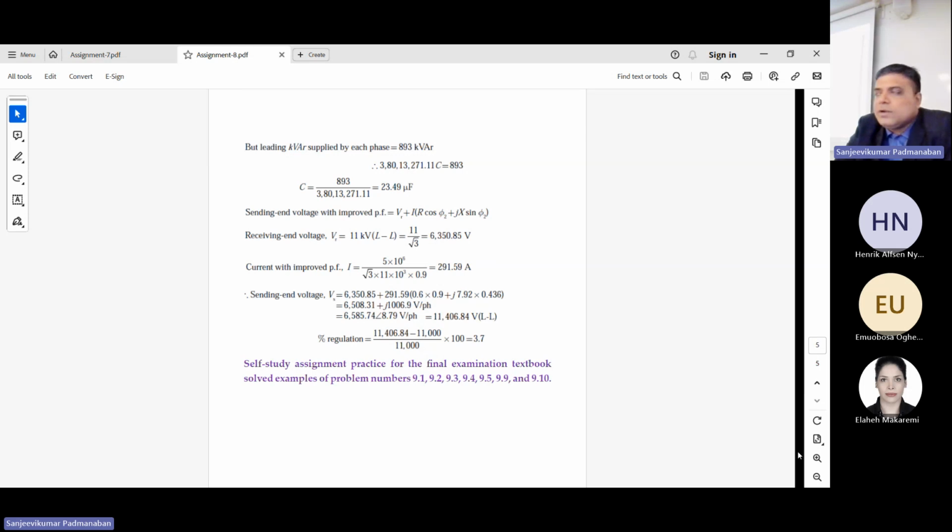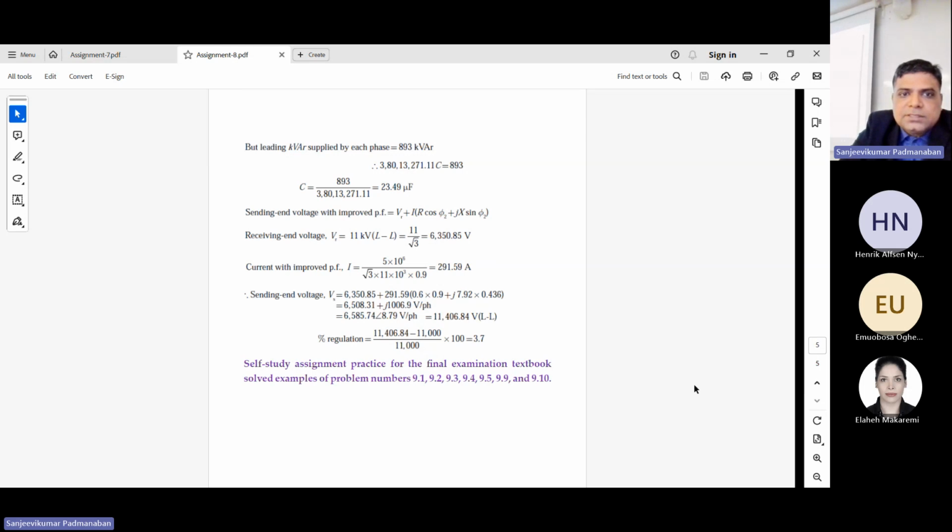Are you getting 23.49 microfarad? Perfect. Now, the aim is to calculate the voltage regulation. First part is finished. We calculated the capacitance. The second part is voltage regulation. So you know the formula for calculating voltage regulation: sending end voltage minus receiving end divided by receiving end. See my slide. Vs minus Vr divided by Vr.